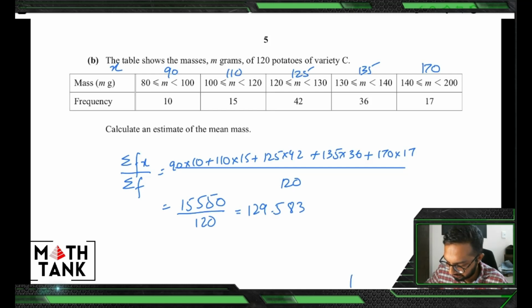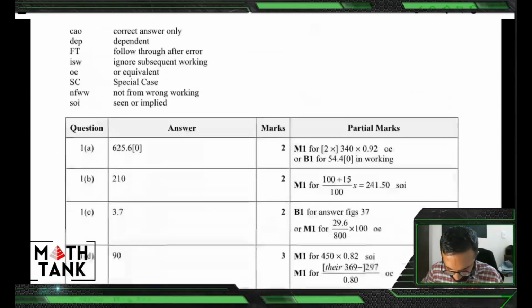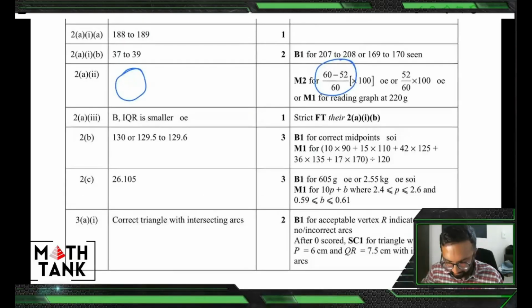$129.583. So that's one. If I round that off, it becomes 130 through three significant figures. Okay, let's just check. 130. Okay.